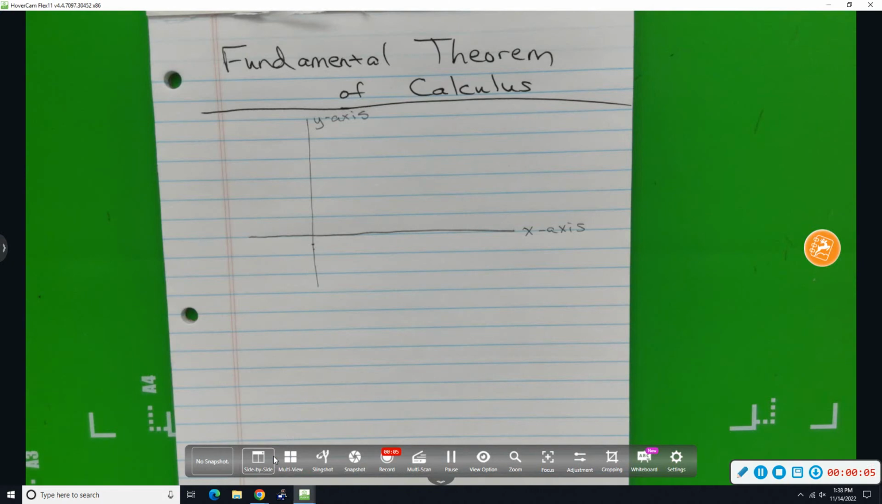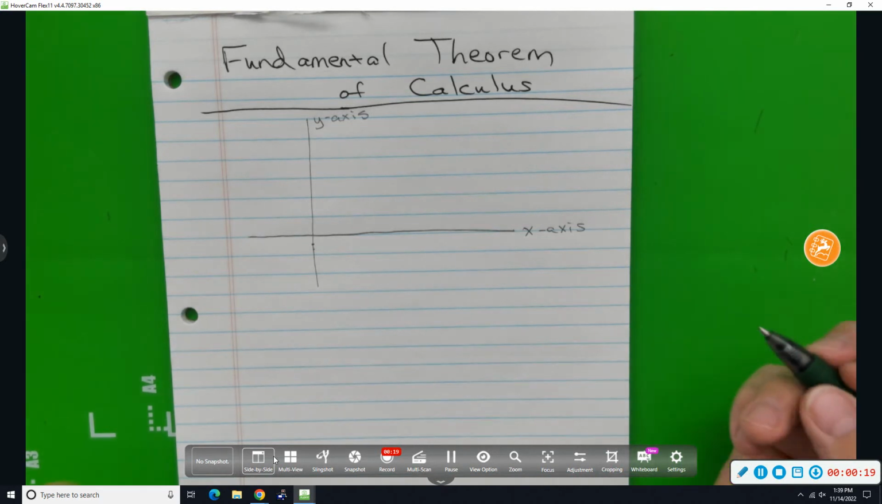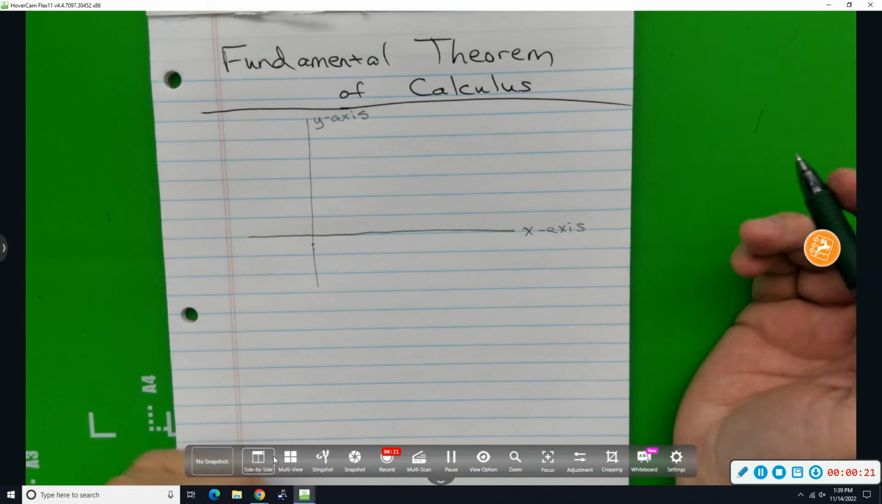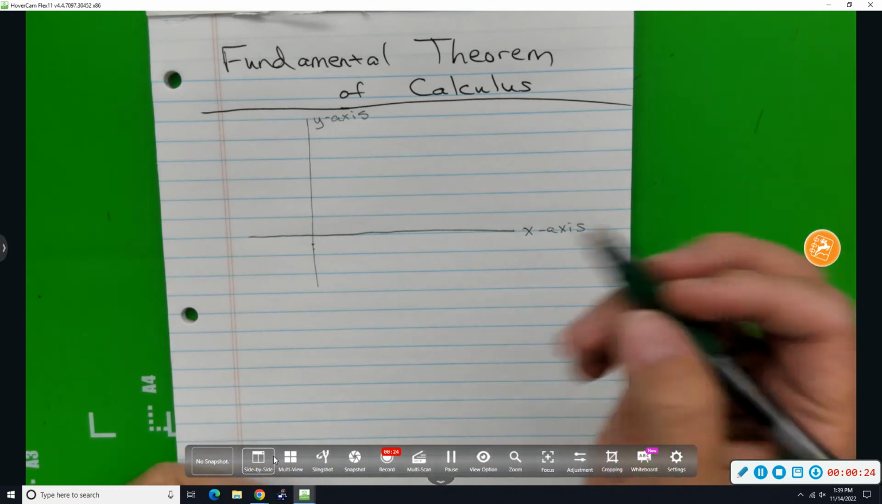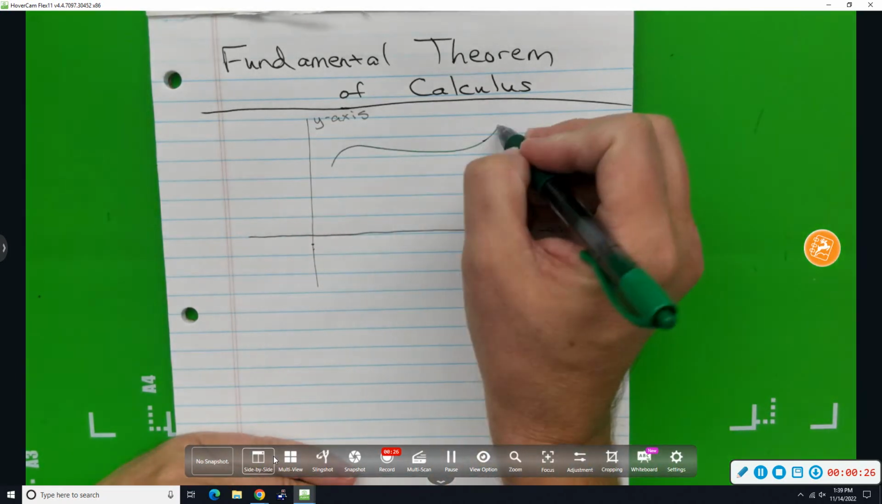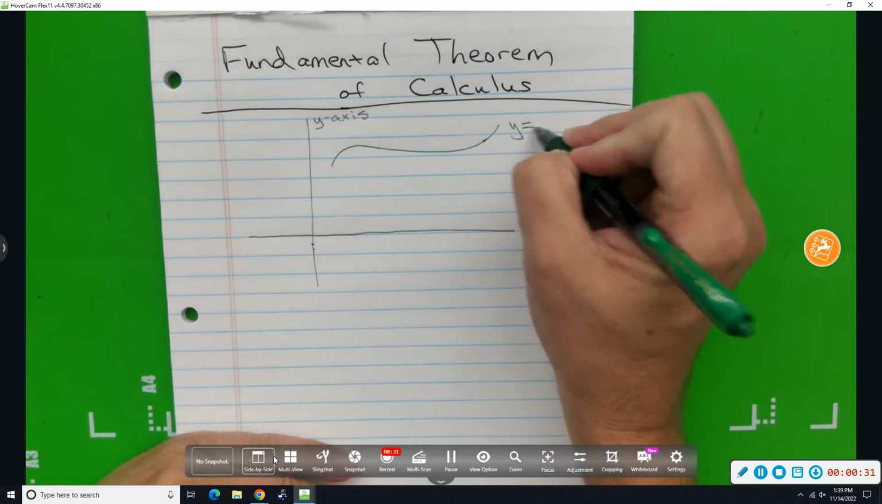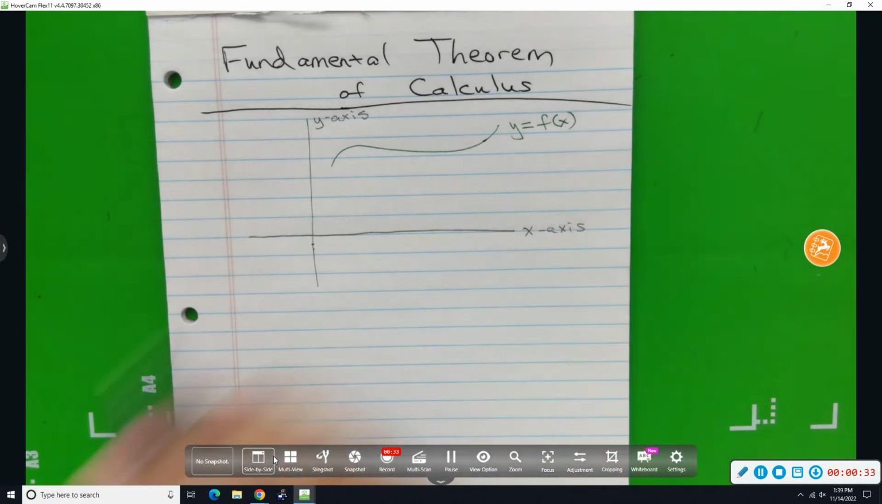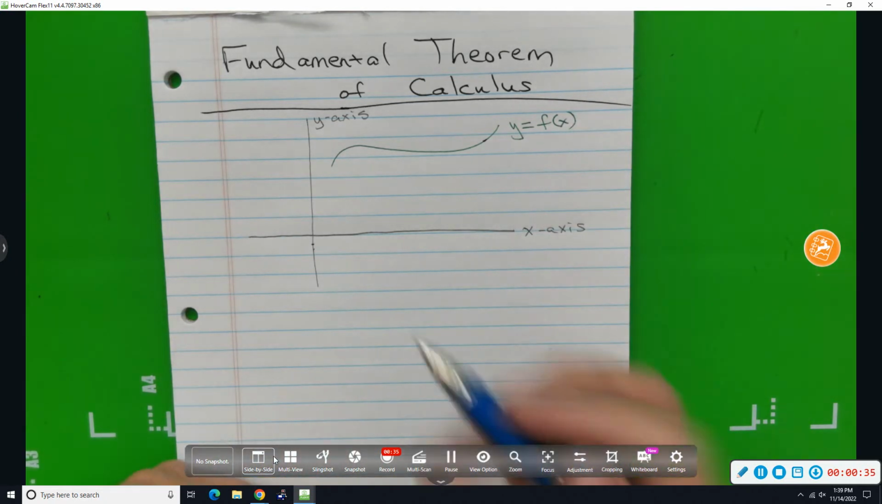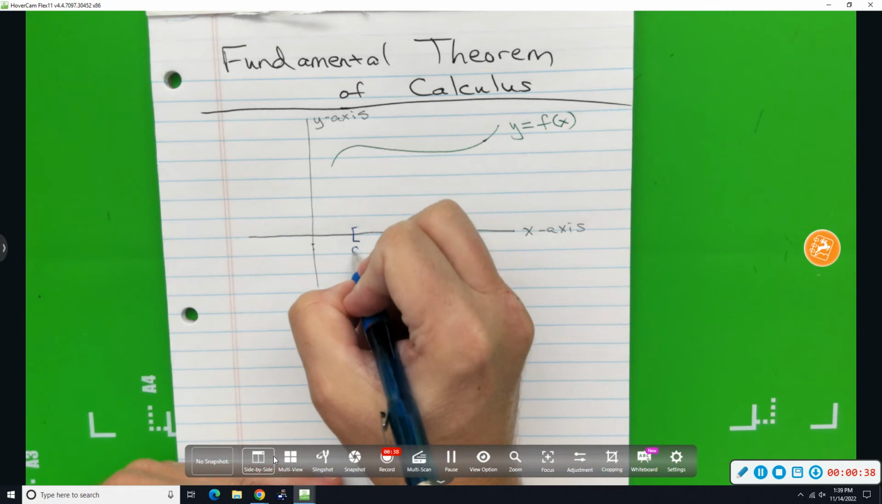Good afternoon, class. Today I want to discuss the fundamental theorem of calculus, and I figure it's got to be important with the name the fundamental theorem of calculus. Let's suppose we had the graph of a function y equals f of x, and for the sake of this illustration, we'll assume the portion I'm looking at is in the first quadrant. And let's suppose we're looking over an interval from A to B.